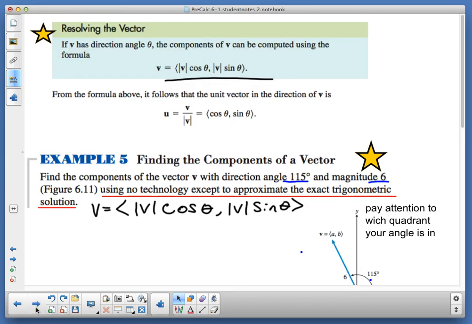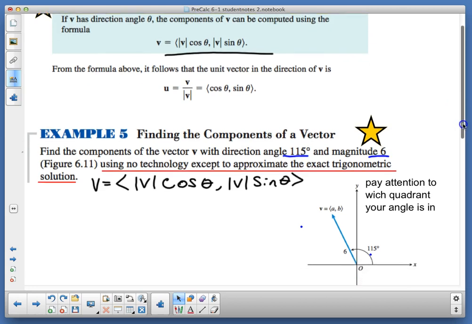Now, I discovered resolving the vector. If v has a direction angle theta, the components of v, remember the actual a and b values, can be computed using the magnitude cosine of theta and the magnitude sine of theta. So it's faster. You don't have to solve each time, but if you don't remember it, you can just go, well, where would the coordinates be, and solve for those sides of the right triangle.